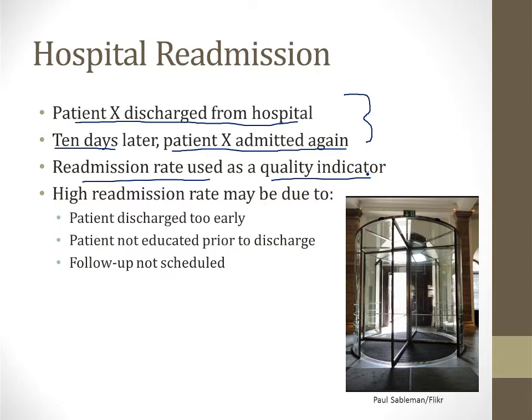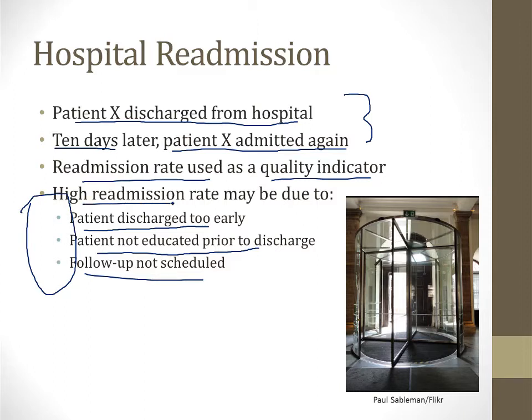Now, some readmissions are obviously not preventable. If a patient gets in a car accident driving home, that is not something the hospital can prevent. But other readmissions are preventable. For example, the patient may have been discharged too early, or the patient may not have been educated prior to discharge about what to do once they got home, or maybe follow up with the patient's physician was not scheduled prior to discharge.